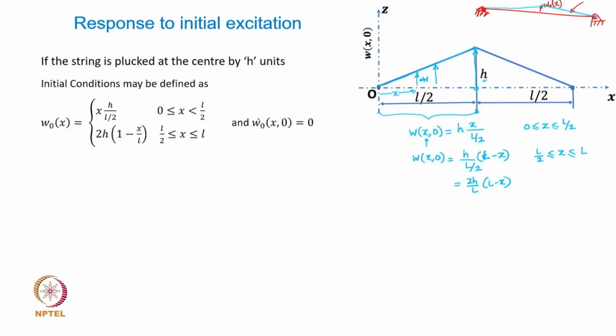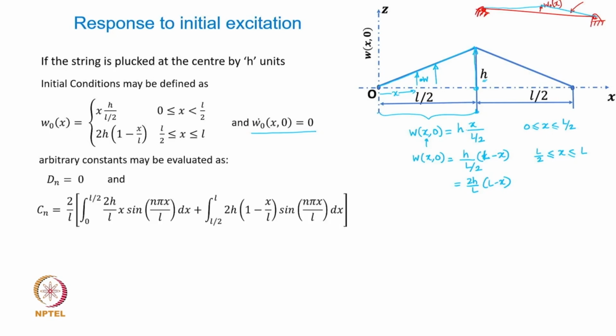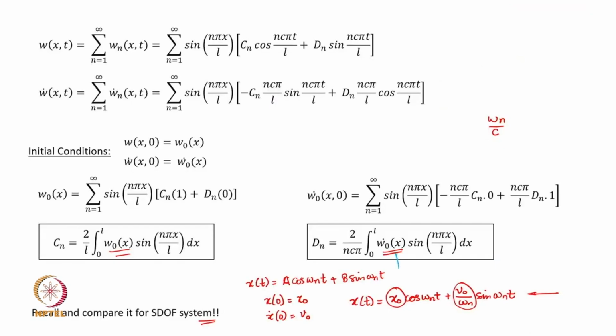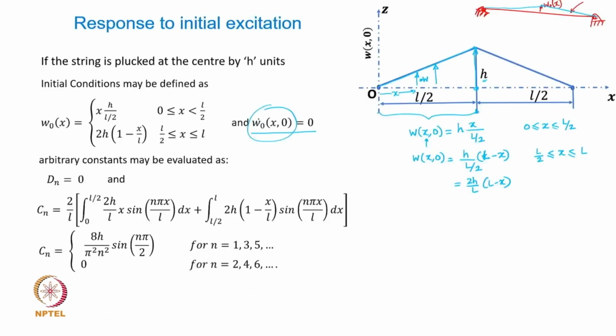Now these are all the prescribed initial displacement conditions, and because we are simply releasing it at t equal to 0, the initial velocity condition is obviously going to be 0 at all positions along the length of the string. Now if we substitute this into the expressions of Cn and Dn, we know that Dn is going to be 0, because you recall that in the expression of Dn, the initial velocity appears. Because w naught dot of x, the initial velocity, is 0, all the Dn's will be 0, and you will have to find out what are the Cn values.